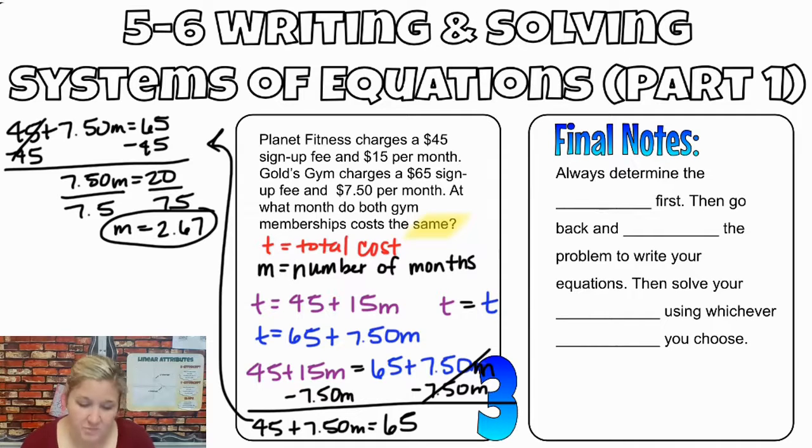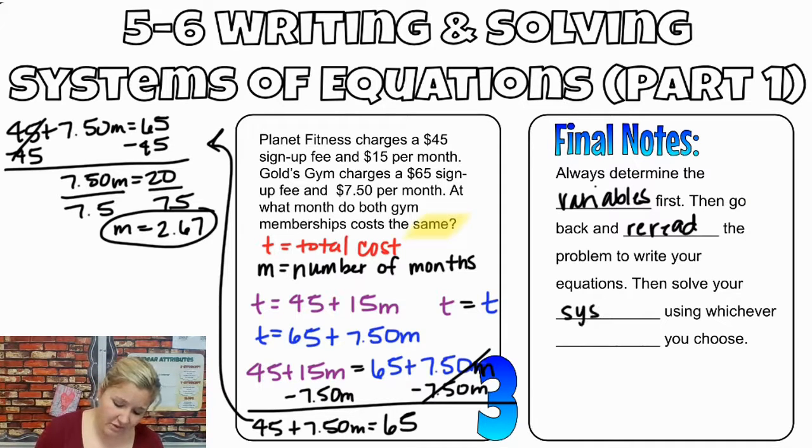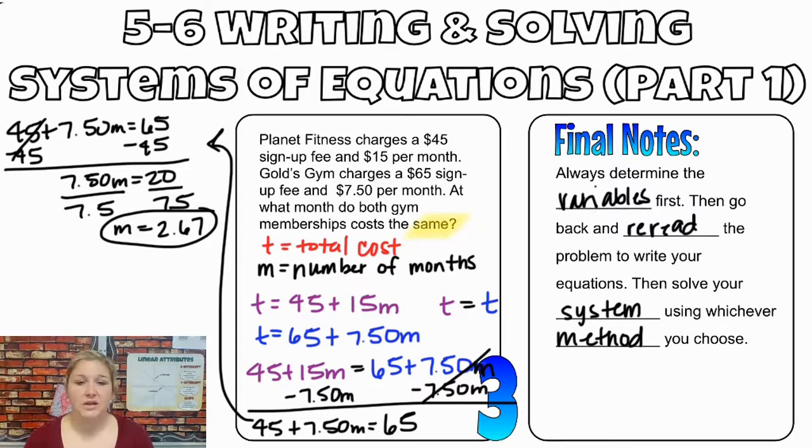So remember some final notes: you always want to determine the variables first. That always comes first. Then you want to go back and reread and make sure that you are setting up your equations correctly. Then solve your system using whichever method you would like. If you like a particular method, you can always manipulate the equations and make them follow that method. So it's up to you from there. The hardest part is writing the equations, to be honest. So we're going to get lots of practice with this.